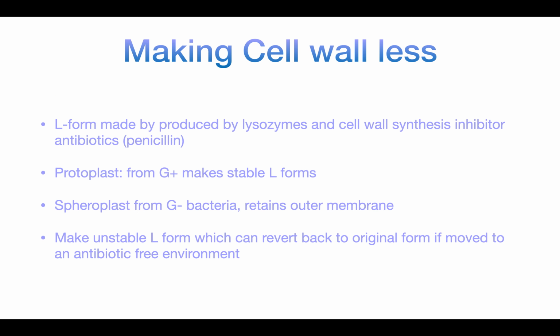Okay, so an L form is going to be made by the lysozyme, and a cell wall synthesis inhibitor. Antibiotics are going to act on it, such as penicillin. Protoplasts come from a gram positive, and that makes a stable L form. And spheroplast from gram negative bacteria retains the outer membrane. So those make the unstable L form, which can revert back to the original form if it's moved to like a safe environment for the bacteria.